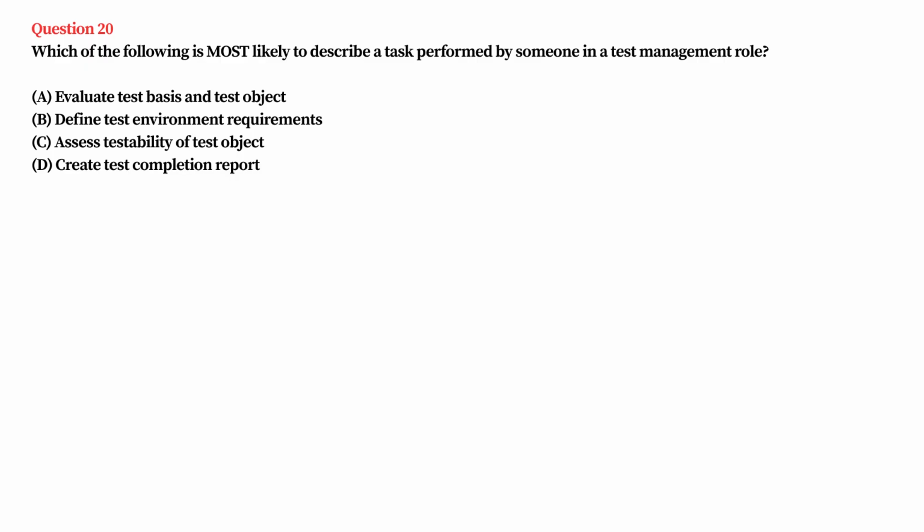Answer D is correct. The test management role primarily involves activities related to test planning, test monitoring and control, and test completion. Thus, creating the test completion report, which is the prime output from the test completion activity, is likely to be a task performed by the test management role.